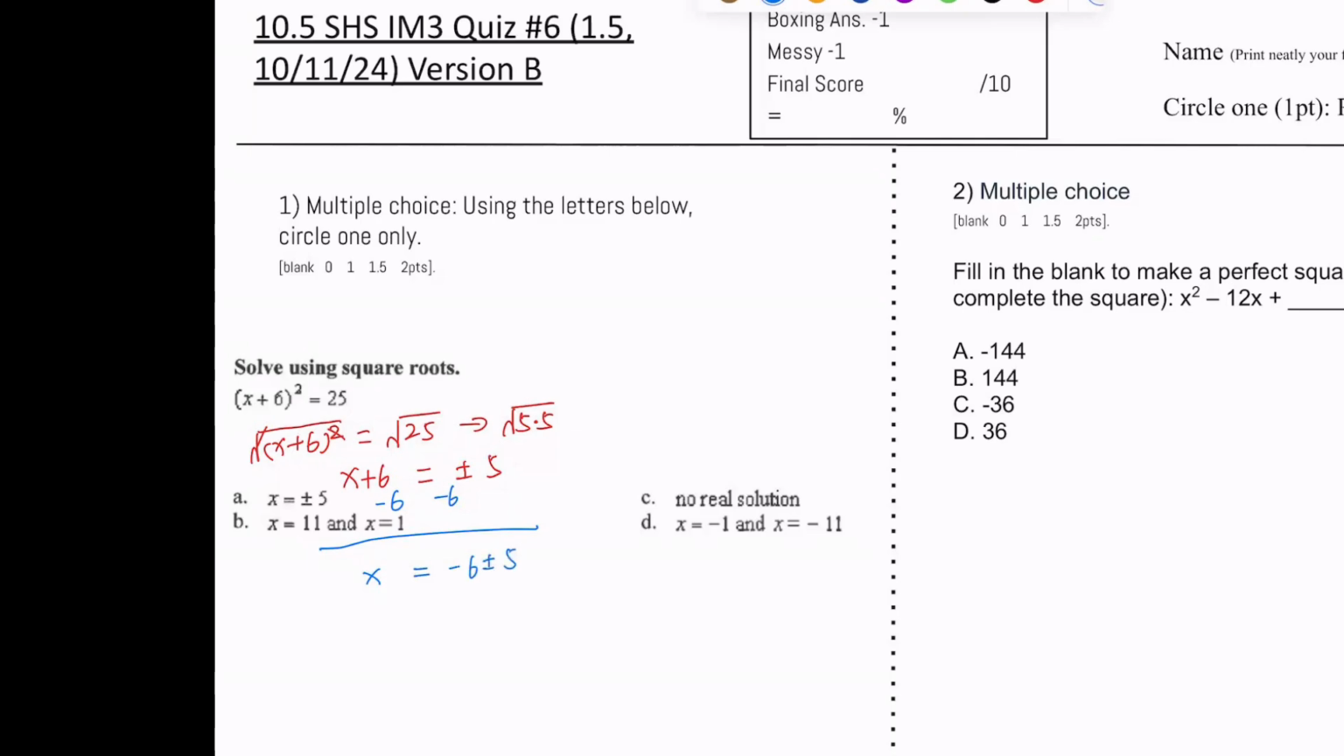So let's look at the plus first, okay? So x is equal to minus 6 plus 5, okay? Minus 6 plus 5 is minus 1. And or x is equal to minus 6 minus 5. Minus 6 minus 5, which means like 5 numbers less than minus 6, right? So it goes to negative 11. So the answer is x is equal to minus 1 or x is equal to minus 11. So the answer is D for this case.